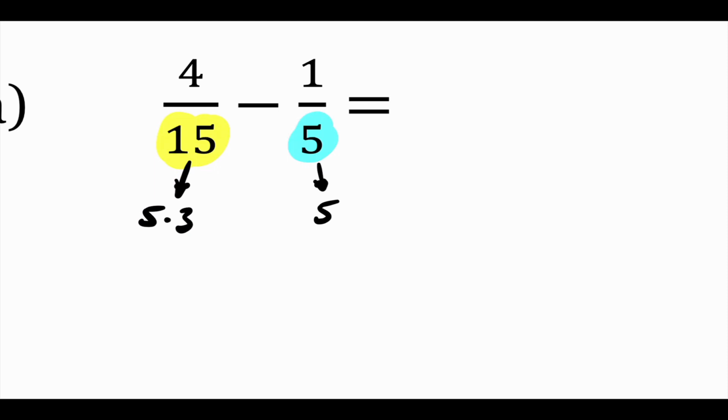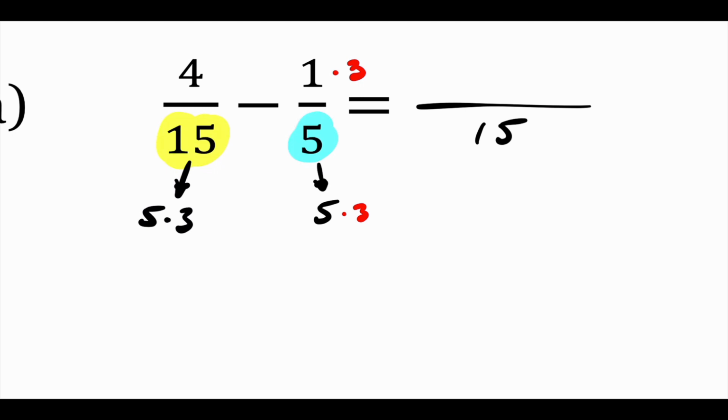To do that, we use multiplication, right? We don't use addition. We don't use subtraction. We use multiplication. To make them the same, we include it, right? But whatever we do to the bottom, we also have to do to the top. So that's why I have a times 3 and a times 3. So now, what's the common denominator? 15, right? Which a lot of you already knew. So the bottom is the same. 5 times 3, 5 times 3, 15.